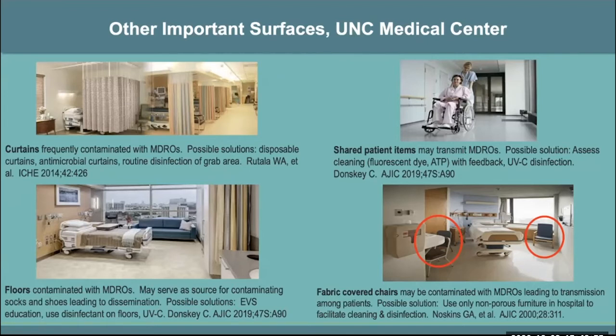Other important things are curtains, particularly the grab areas. We've studied that they do become contaminated. You can use a spray that's safe, like hydrogen peroxide. You can use disposable curtains and change them between patients, or you can take them down and launder them, but that's not very practical. We just spray the grab area. It's the part you grab on, the curtains there.